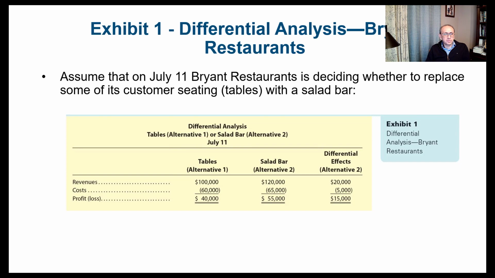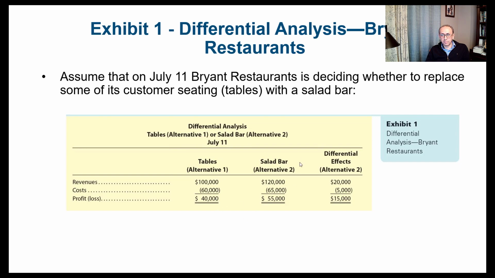Assume that on July 11, Bryant Restaurants is deciding whether to replace some of its customer seating and tables with a salad bar. In a restaurant they have tables used for customer seating, and they want to replace a few of them with a salad bar. Here we have a differential analysis to see the two alternatives. The first alternative is to keep the tables, that would generate a revenue of $100,000, let's say per year, and the cost per year would be about $60,000. So the profit would be the difference, which is $40,000, if we decided to keep the tables.